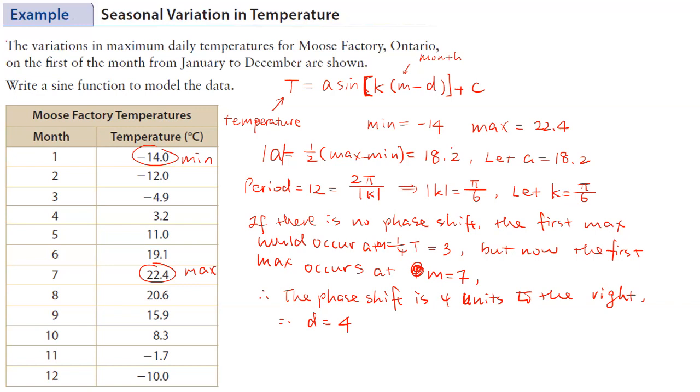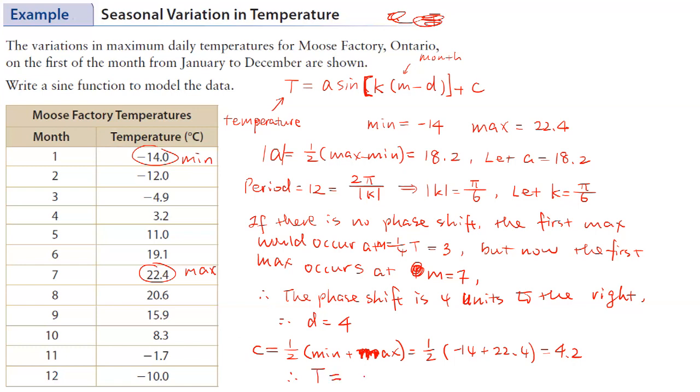And last, we need to determine the value of C. C is just 1/2 of the minimum value plus the maximum value, which is a vertical translation. So this is 1/2 of minus 14 plus 22.4, which is 4.2. So this function is determined.